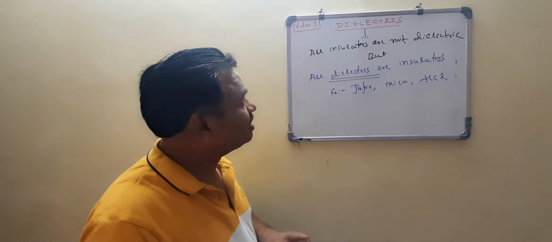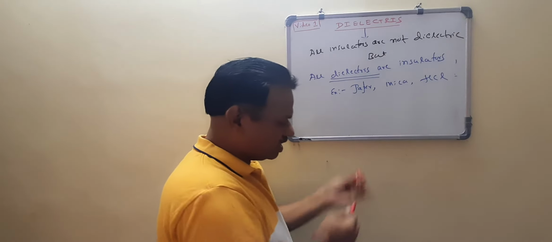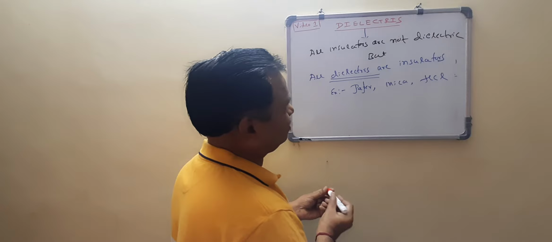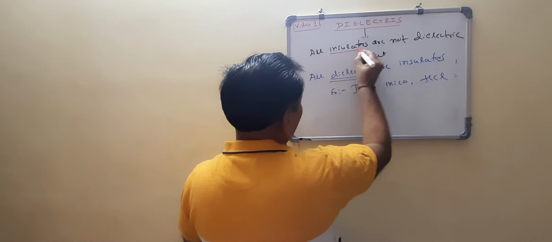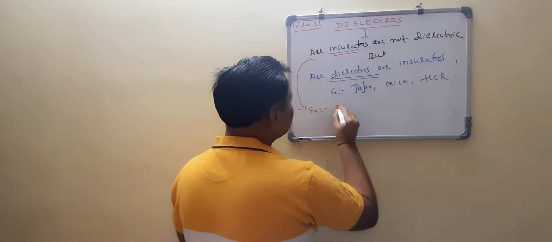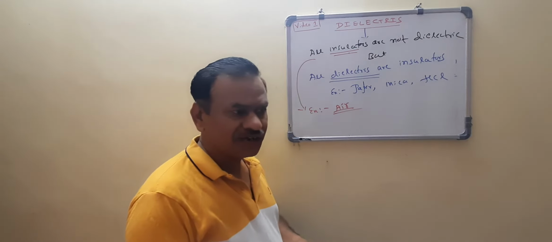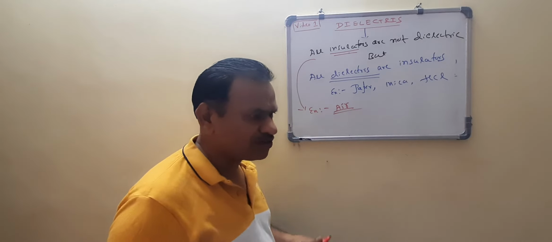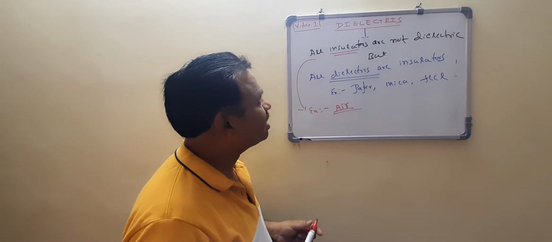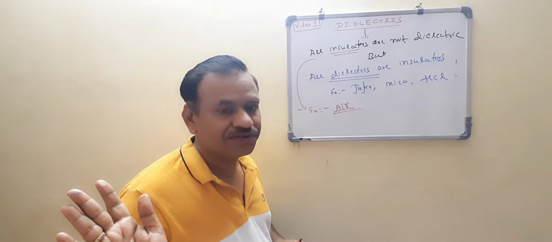Any one example? I told you that all insulators are not dielectric. Then give me one example. Example is air. Air is a good insulator, that you know, it is used in a thermos flask and all that. But at the same time, it is not at all a dielectric material.